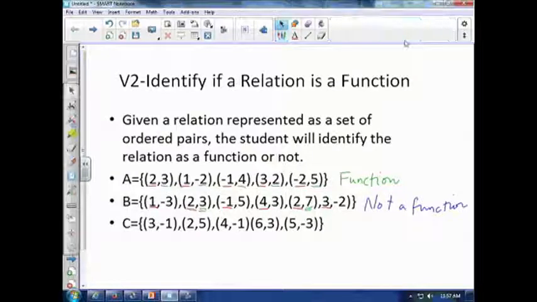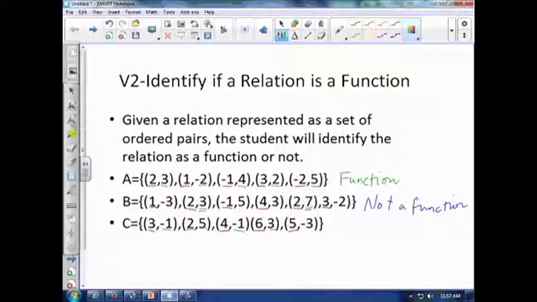OK, so the third one. The domain is 3, 2, 4, 6, and 5, and the range is -1, 5, -1, 3, and -3. So 3 is mapped with -1, 2 with 5, 4 with -1. Notice that 3 is mapped with -1 and 4 is mapped with -1. But as long as the 3 and the 4 are each mapped with exactly one element, it doesn't matter if it's the same element. So we're OK here. So far, it's a function.